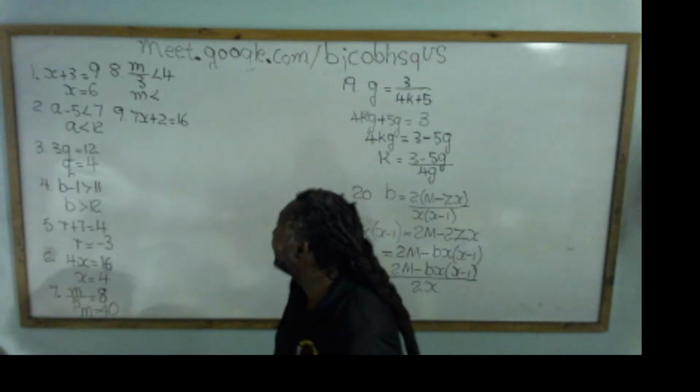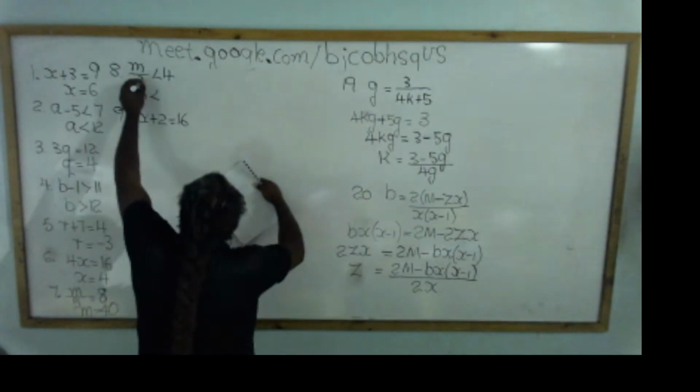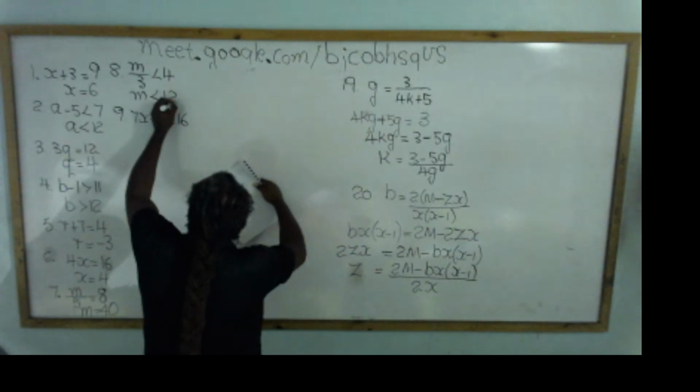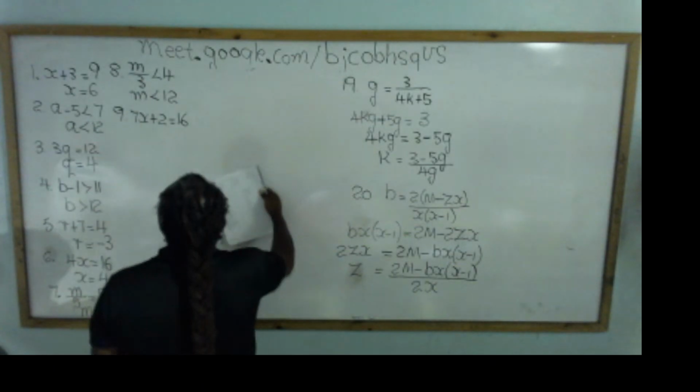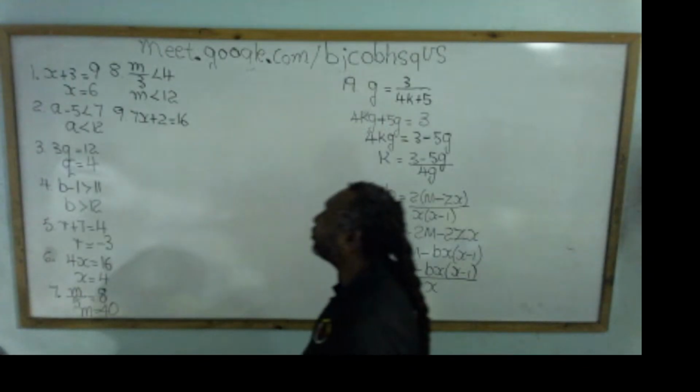M is less than, we are dividing by 3, so we'll eliminate the 3 by multiplication. No problem. For number 9, 7x plus 2 is equal to 16.